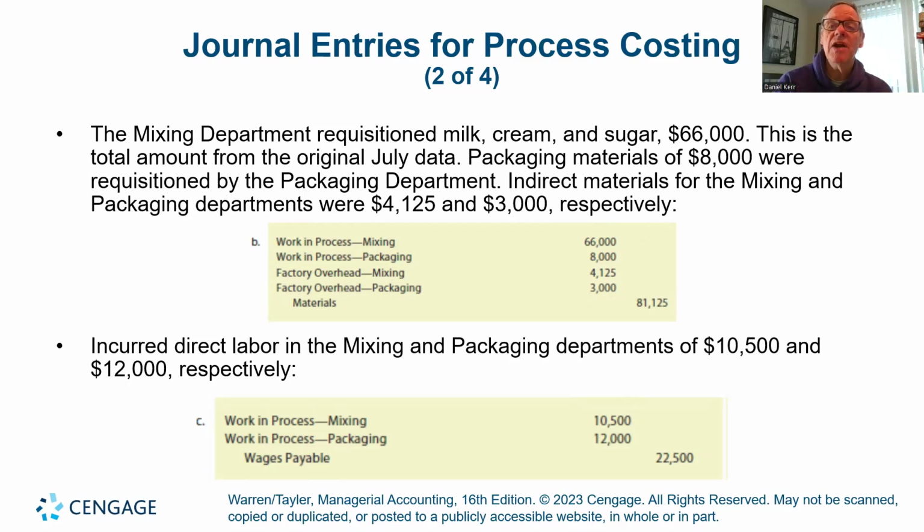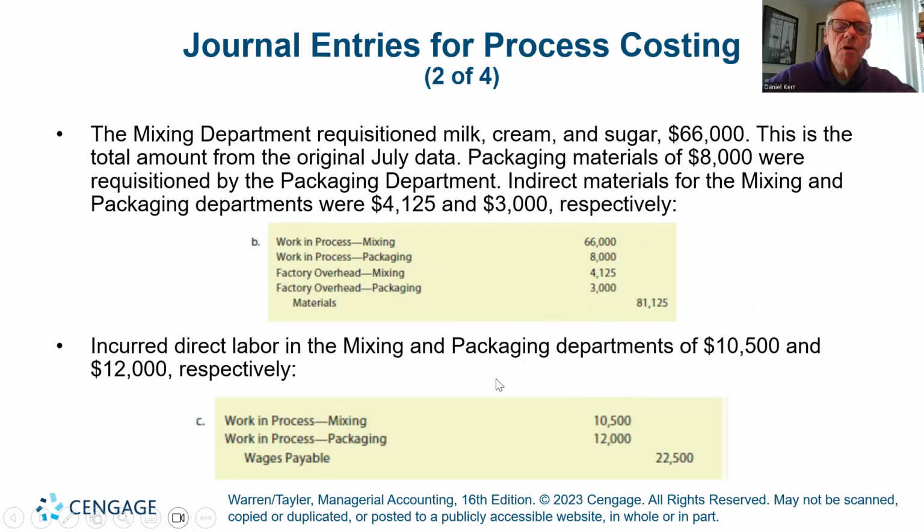Remember, when we incur factory overhead, of which indirect materials is an example, we don't put it directly into the production departments. We gather those costs first in factory overhead, and then later on we apply those to work in process. So there's the entry to record the requisition of materials. Notice the 2 work in process accounts, notice the 2 overhead accounts.